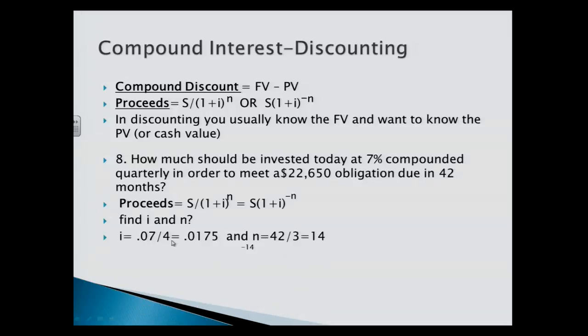I is 7% divided by 4 quarters, or 0.0175. Look carefully here. N is 42 months divided by 3. There's 3 months in a quarter, not 4. So we had N equals 14. Those of you that put 4 there, remember, quarters are made up of 3 months. We substituted in the formula, and I chose this formula right here with the negative exponent. Remember, when you put this in the formula and you raise it to a negative exponent, you need to hit the change sign key, not the negative.